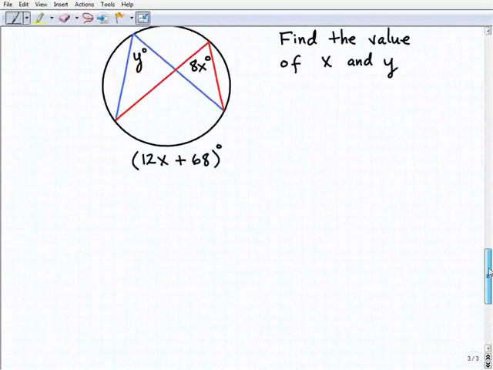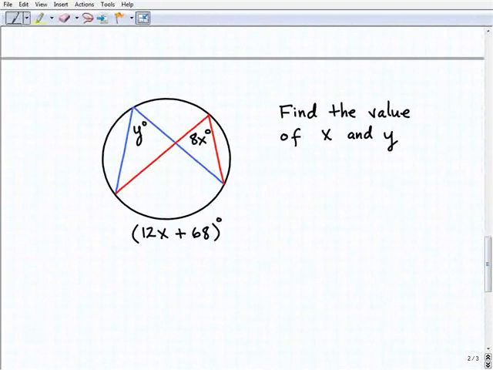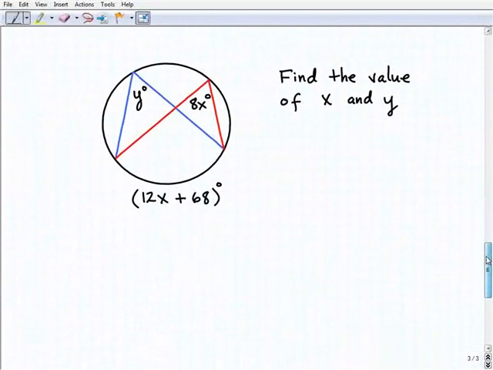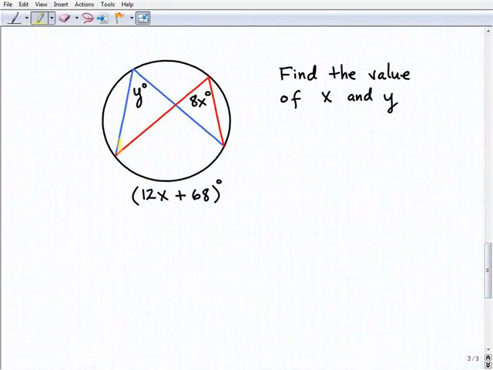Okay, I believe this is our last problem. Yep, this is our last problem. So here we want to find the value of x and y. We have two inscribed angles that intercept the same arc. So once again, we had a theorem that says that two inscribed angles that intercept the same arc are equal. So I know that y and 8x, these two inscribed angles, are equal.